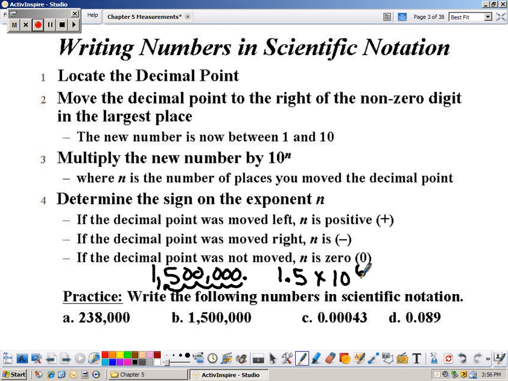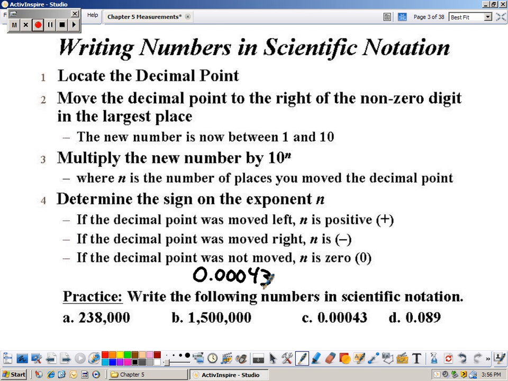Next, we're going to try small numbers. So what you're going to see with these small numbers, a few differences. Okay, so C, we have 0.00043. It's a very small number. It's actually 43 hundred thousandths. So a very small number. So let's change that to scientific notation.